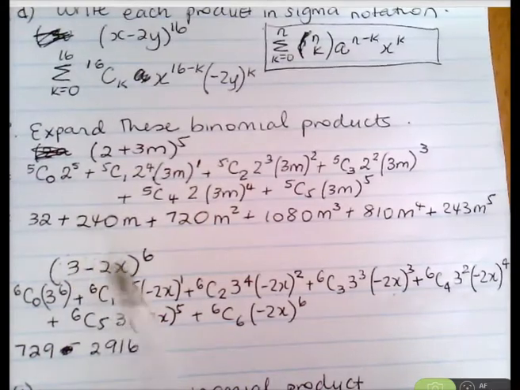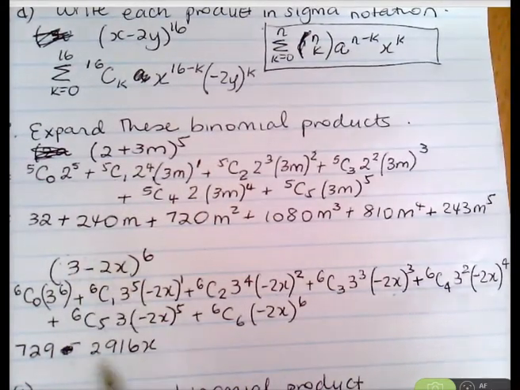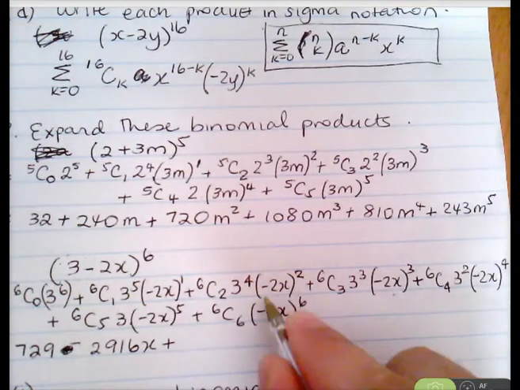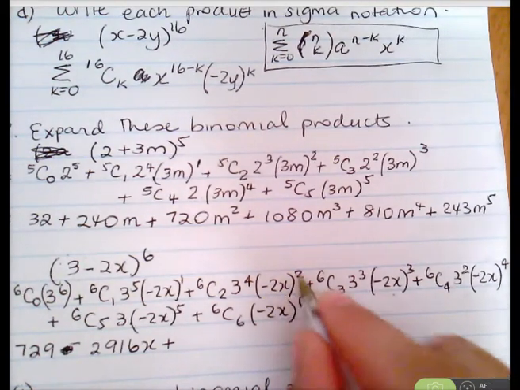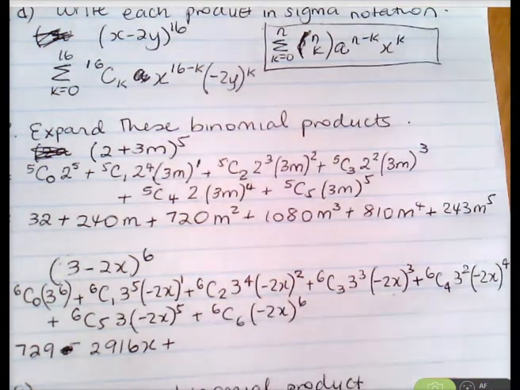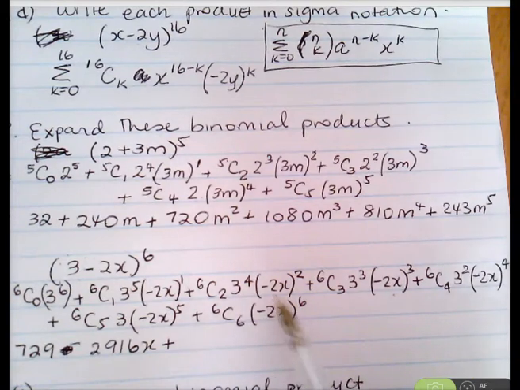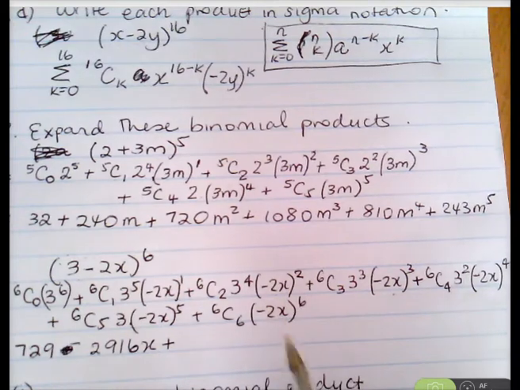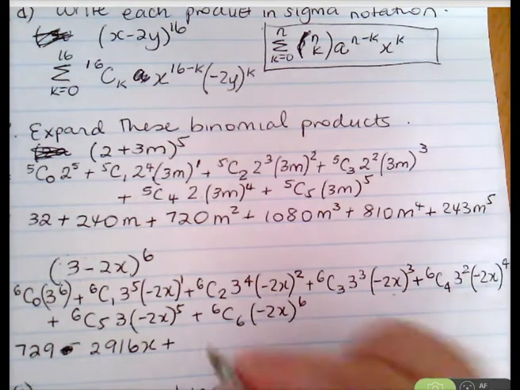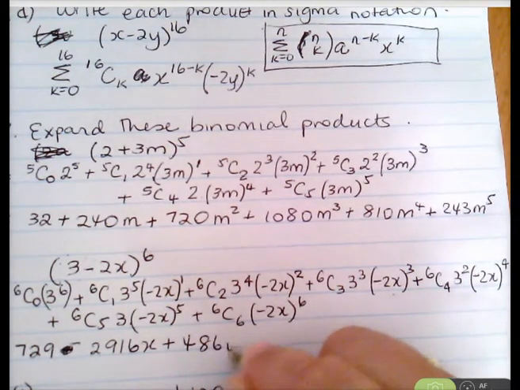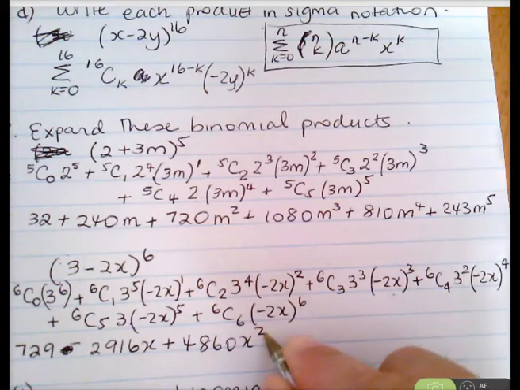Notice when you've got a binomial expansion with a minus, the first term's positive, the second one's negative, the third term will be positive again because you've got negative 2x squared. 6 choose 2 times 3 to the power of 4 times, now negative 2 squared is 4, so you can just go 6 choose 2 times 3 to the power of 4 times 4, and so your next coefficient will be 4,860, and you've got x squared.